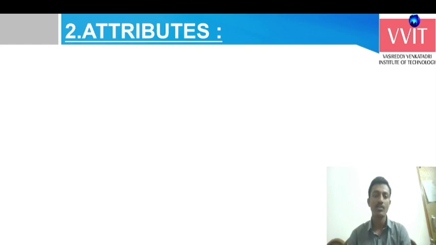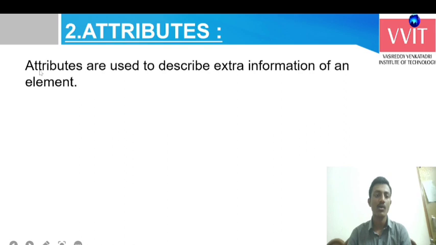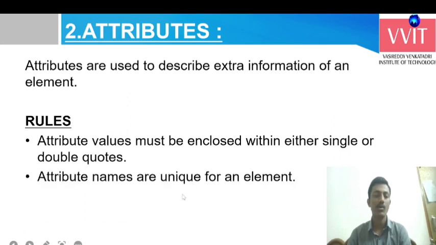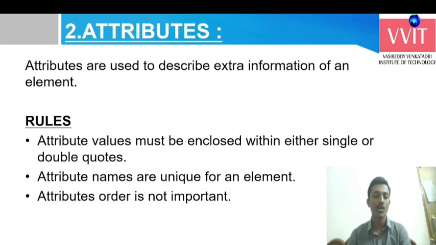Now, the second one is attributes. Attributes are used to describe extra information of an element. Rules for attributes are: attribute values must be enclosed within either single quotes or double quotes. Attribute names are unique for an element. Attribute order is not important. We can write attributes in any order we want.